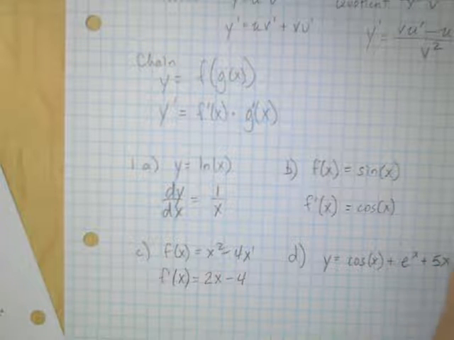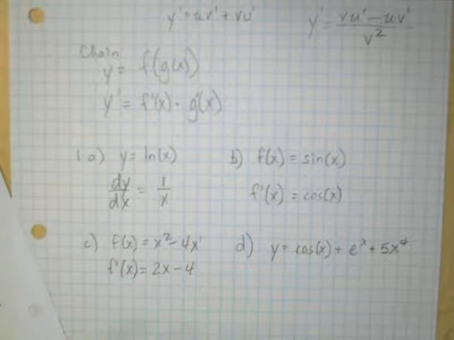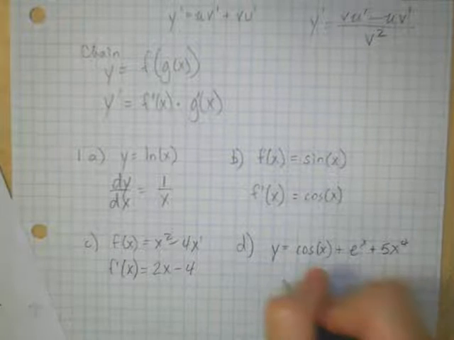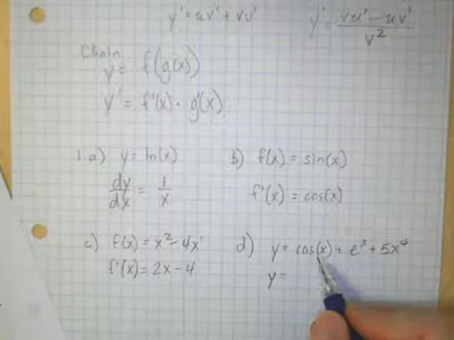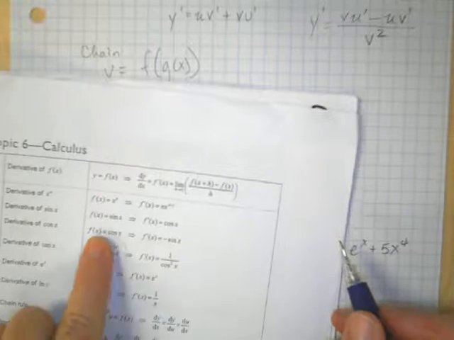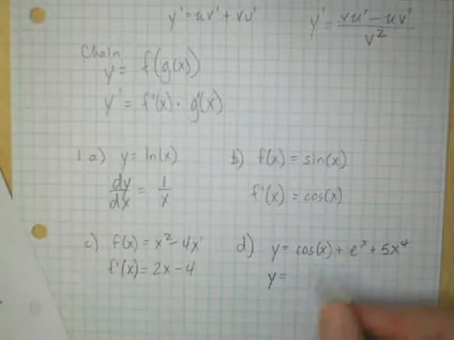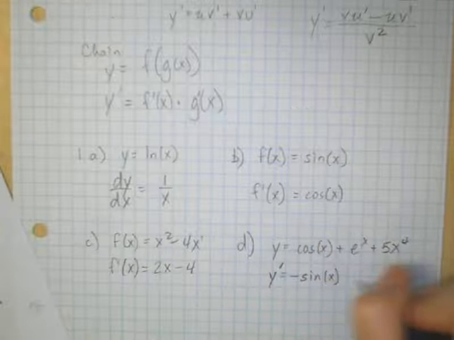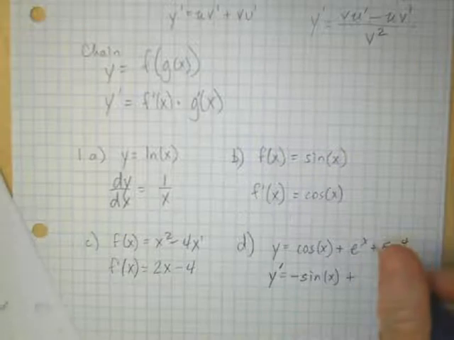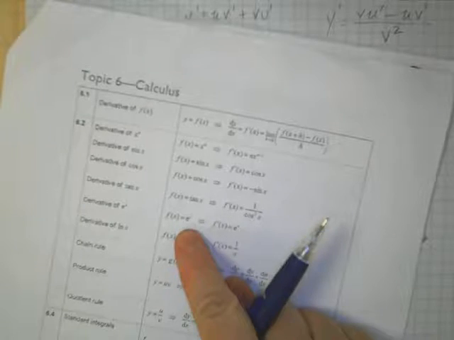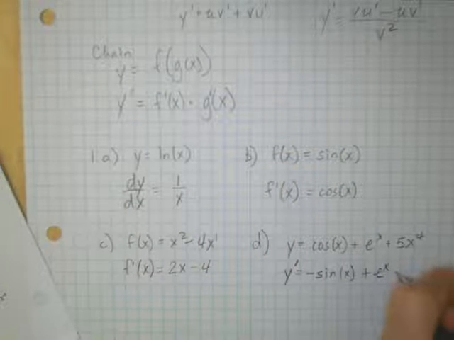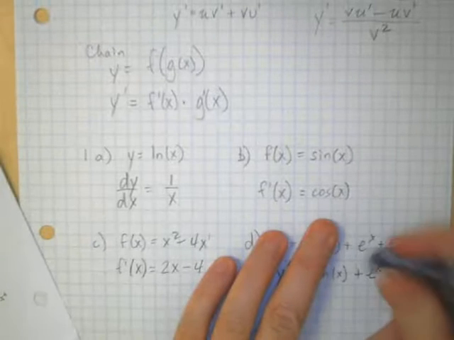So when you're finding the derivative of a sum, you just find the derivative of each piece. So real straightforward. So what's the derivative of cosine? Derivative of cosine, it's in my packet. Derivative of cosine is negative sine. So negative sine of x. And then what's the derivative of e to the x? The derivative of e to the x is e to the x.